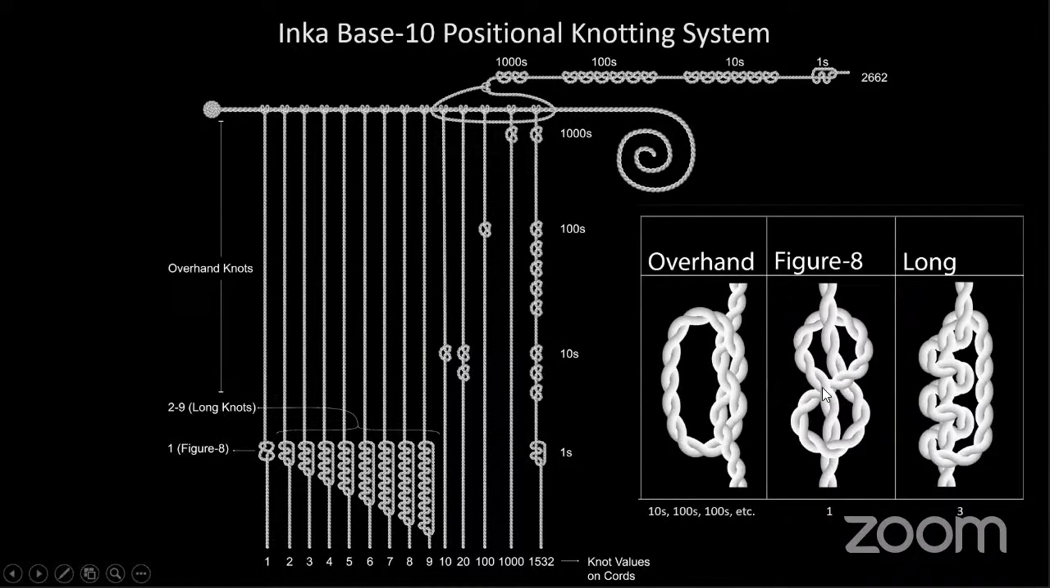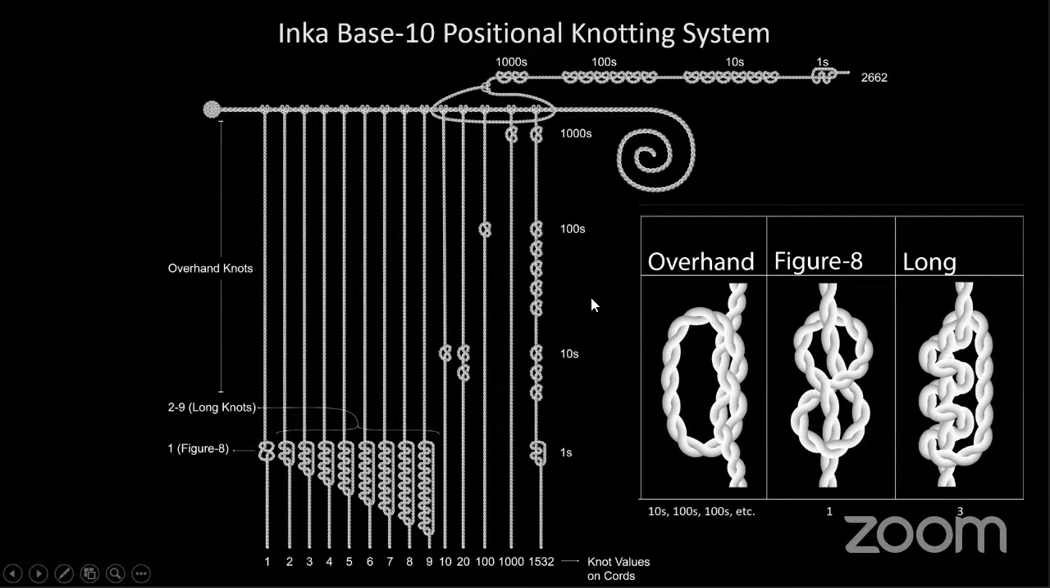Figure 8 knots represented the number 1. Long knots represented units from 2 through 9, and in this example, this long knot represents 3. The number of loops represents the actual number. Overhand knots represented 10 and powers of 10. The absence of a knot represented 0.